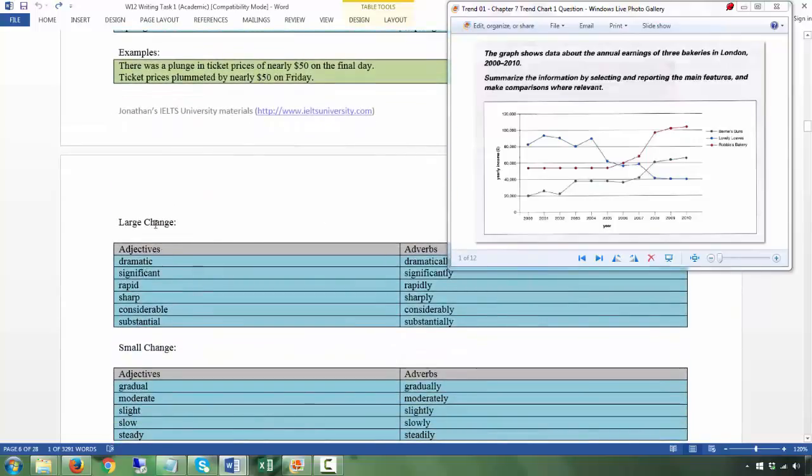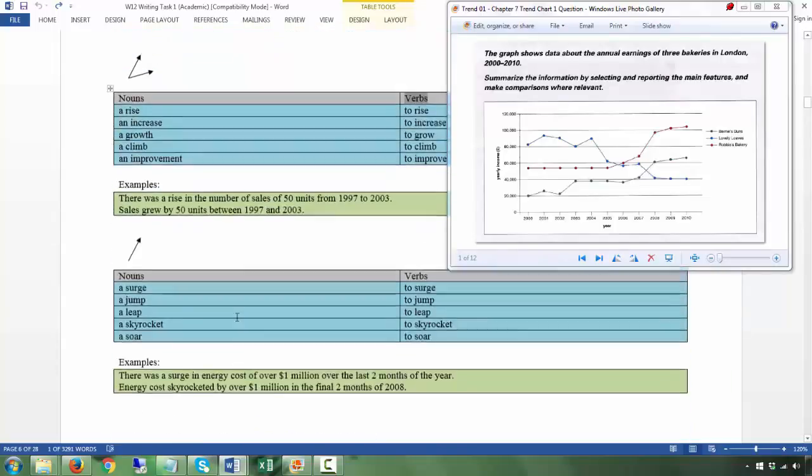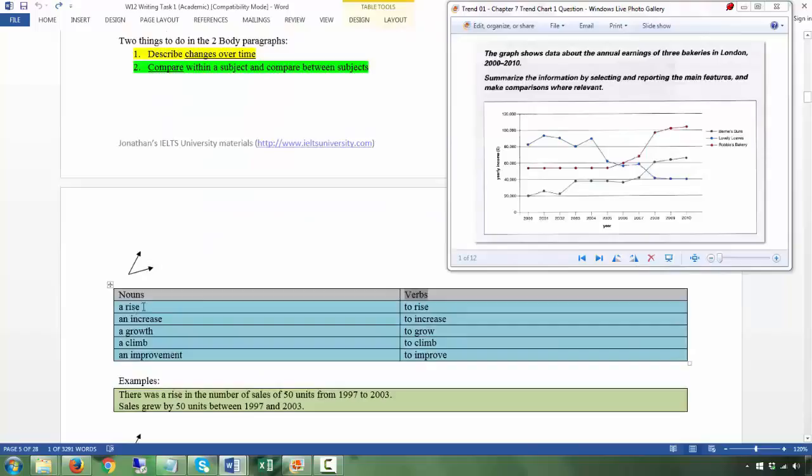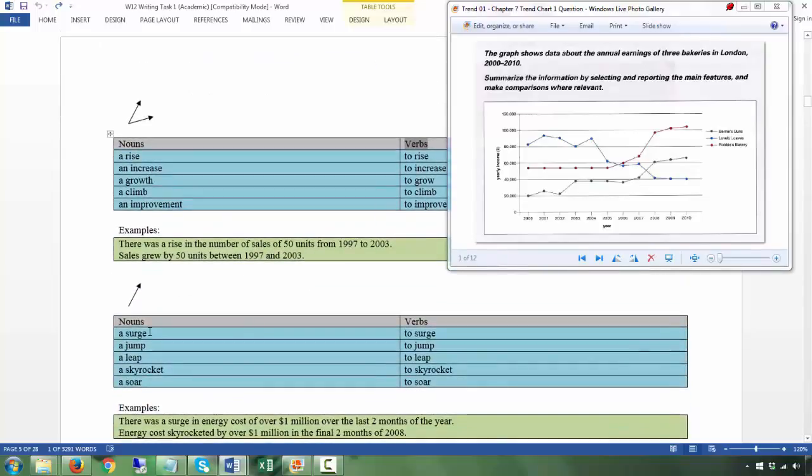If you want to use an adjective and it's a large change, dramatic, adverb dramatically, or if it's a small change, gradually. So it could be a gradual rise, it could be a dramatic rise, it rose gradually, it rose dramatically. Now these all mean increase too, but it's only a huge increase, right? You don't have this one here, it's only up like that. Why? Because these words signify that the increase is huge. You can't have an adjective or adverb to describe it.